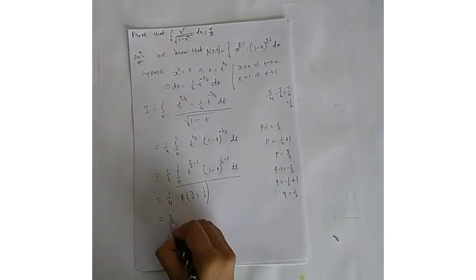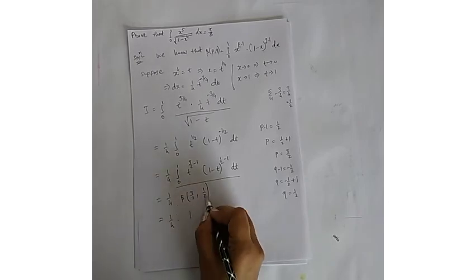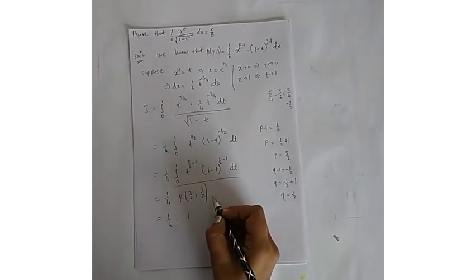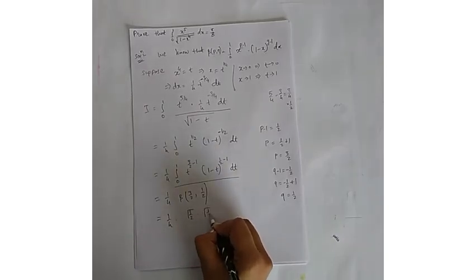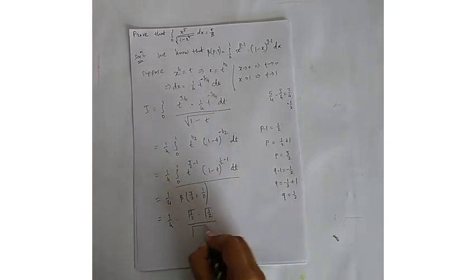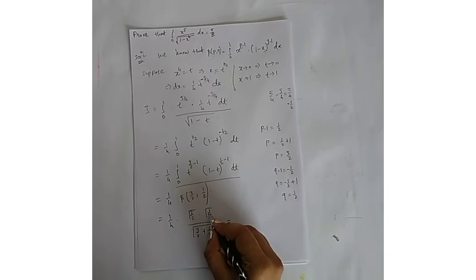Now using beta pq is equal to gamma p into gamma q upon gamma p plus q. So here is gamma 3 by 2 into gamma 1 by 2 upon gamma 3 by 2 plus 1 by 2. So we know that the value of gamma 1 by 2, that is square root of pi.